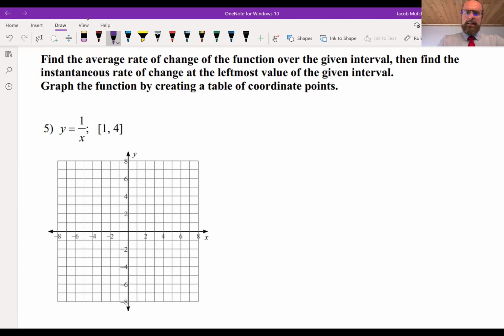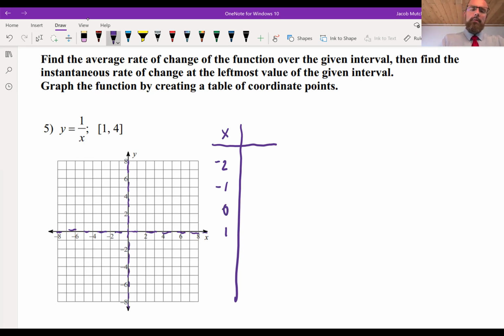So we'll create the table, but we have some knowledge of the parent function already. We know that it has a horizontal asymptote at the x-axis, so I'm going to sketch that in. It also has a vertical asymptote at the y-axis. And then based on our memory of the function, it should have two branches, one over in quadrant 3, one in quadrant 1. But let's get some actual values with our coordinate points here.